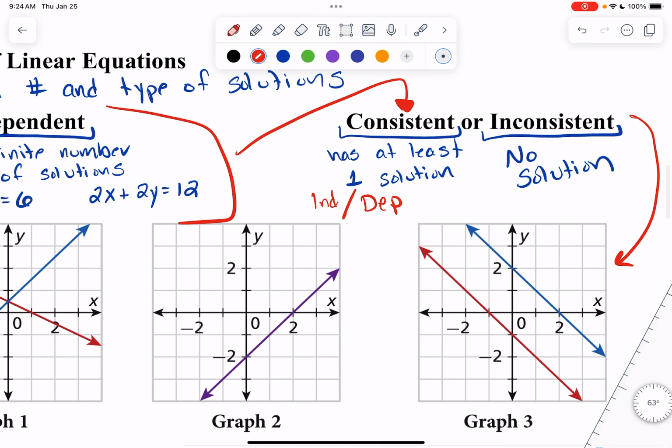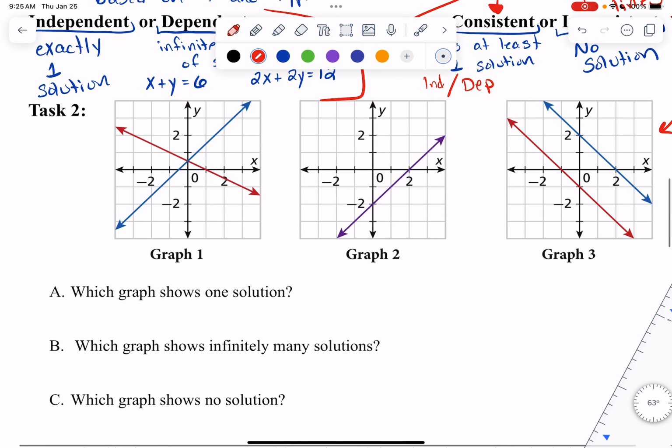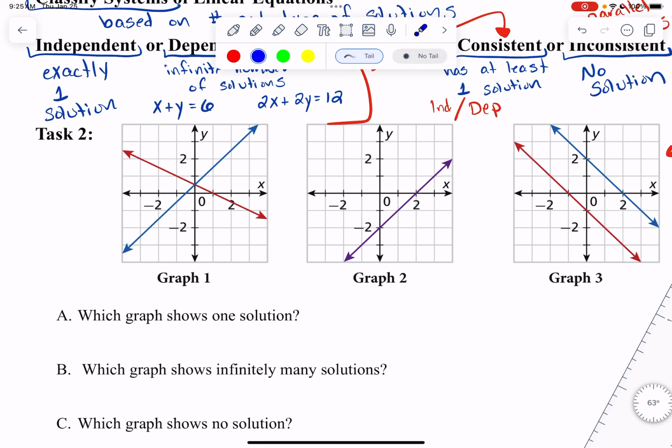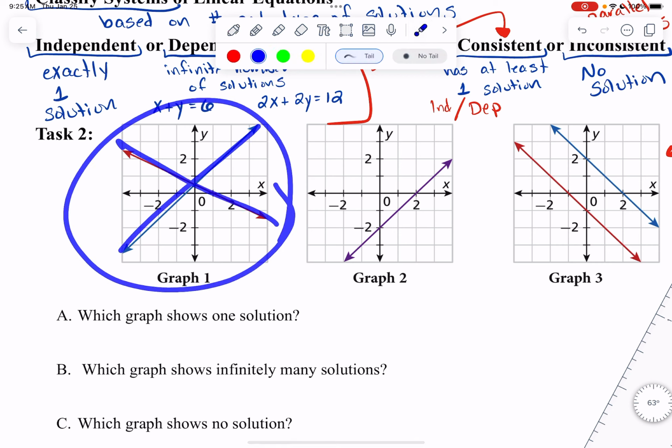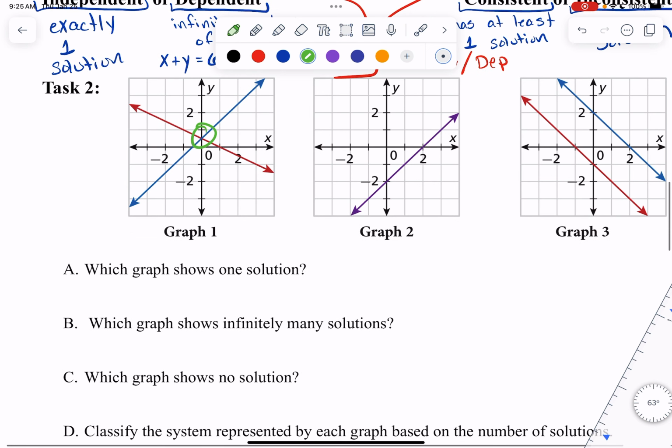If we're dealing with just straight lines, they'll be parallel. Parallel lines are inconsistent. They have no solution. So for us to solve it, we would say no solution. It's inconsistent. Okay. So which graph shows one solution? Well, this one. This is the one that we did. There's only that one solution right there. So graph 1.